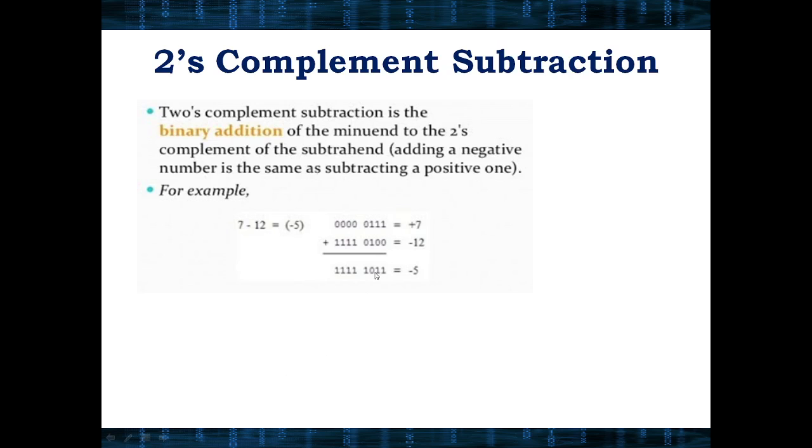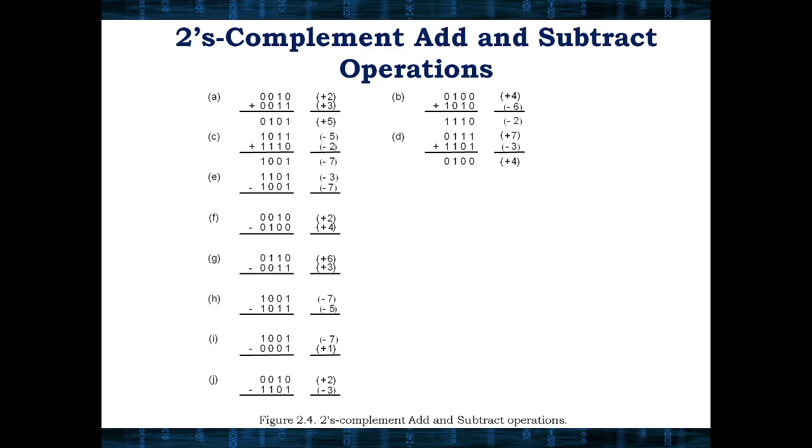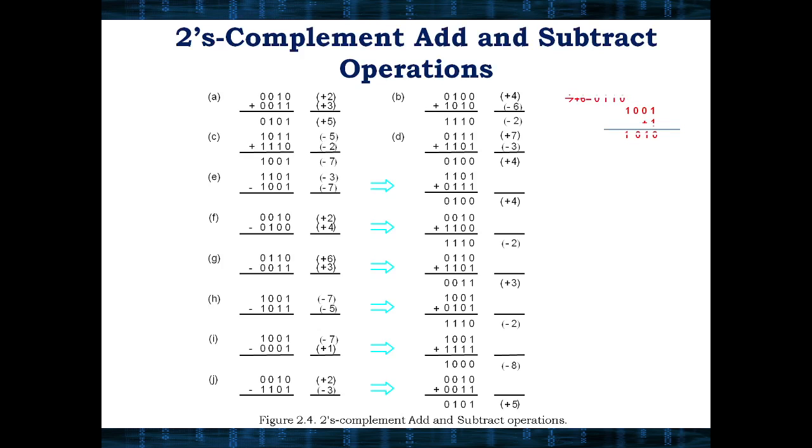Okay, so that is a 2's complement subtraction. These are a few examples from the textbook. Try to solve this. Here both the values are positive numbers, that is plus 2 and plus 3, so directly you can perform the addition operation. But here it is plus 4 and minus 6.